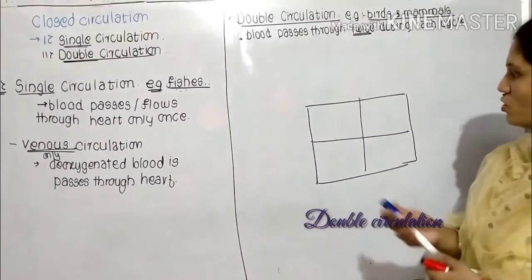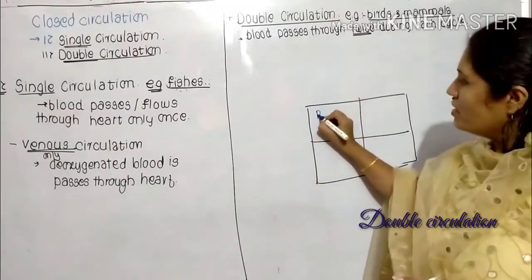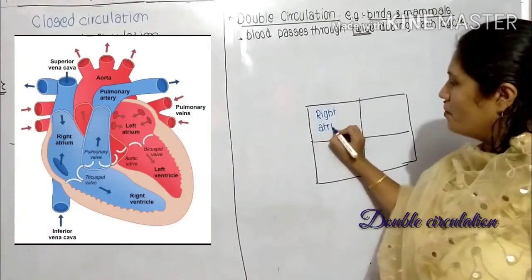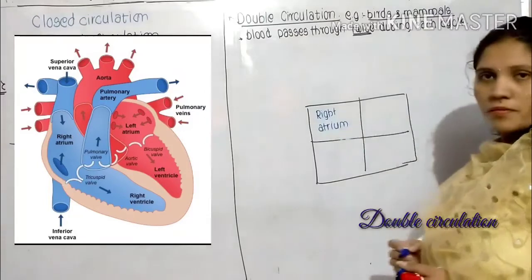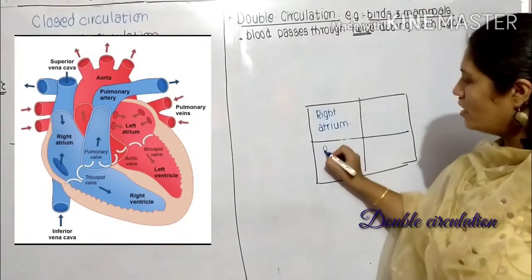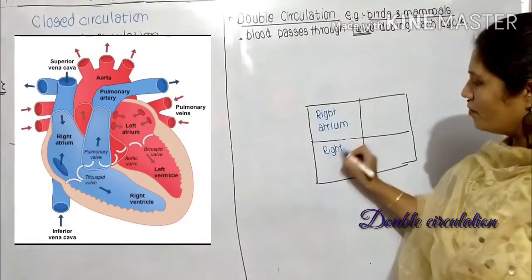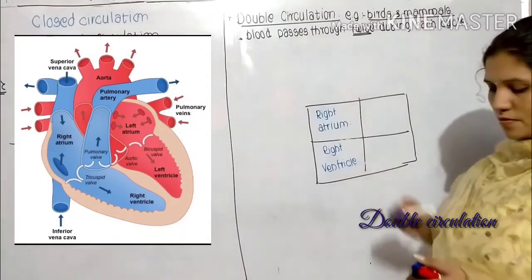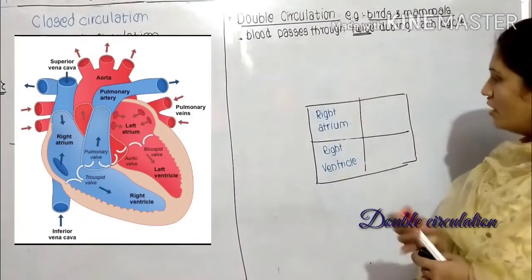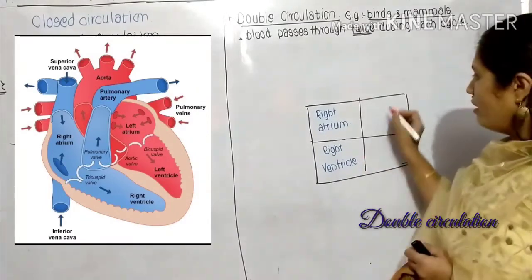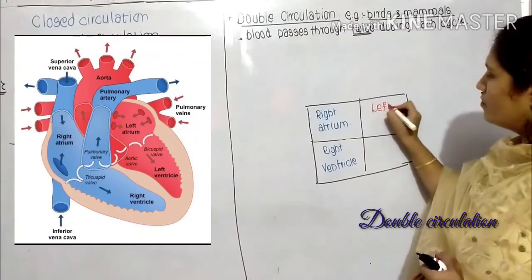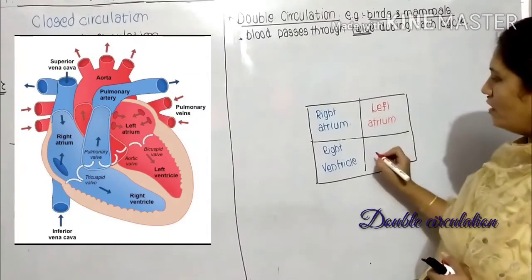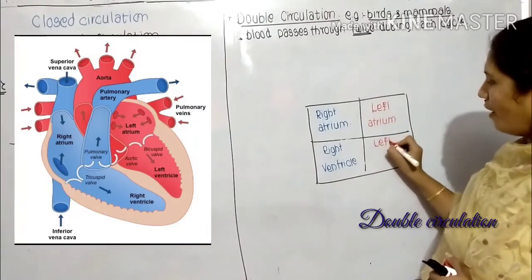Okay, here these two parts are known as the right atrium. And this is known as the right ventricle. This is known as the left atrium, and this is known as the left ventricle.